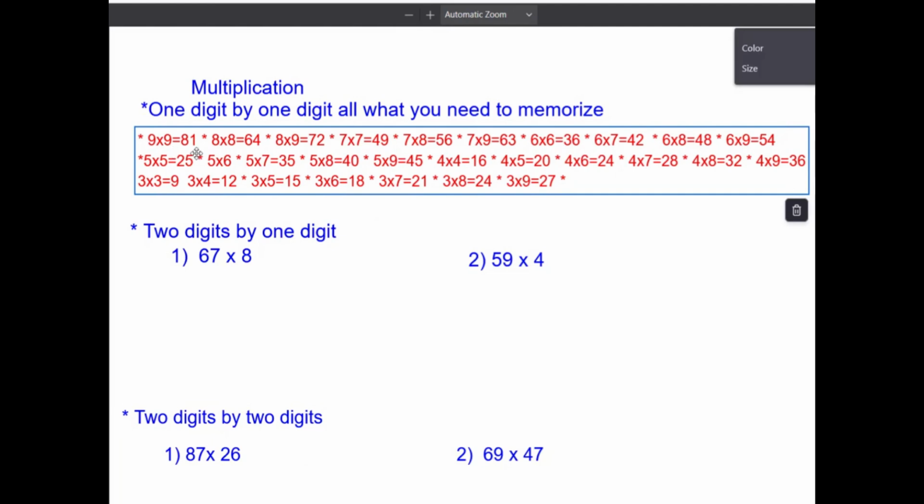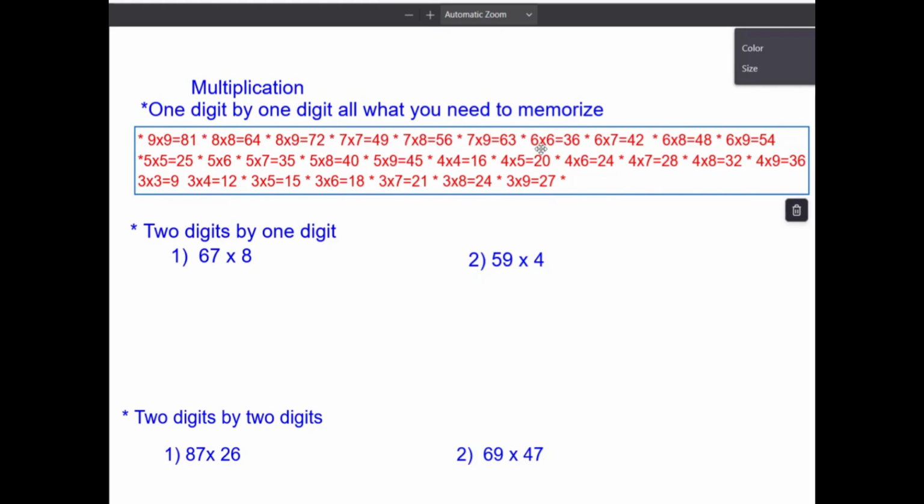Some students say they suffer from memorizing tables like 9, 8, 7, and 6, those big tables. What I want you to know is that in table 9, you only need to memorize 9 times 9, and that's it, which is equal to 81. In table 8, you need to memorize 8 times 8, which is equal to 64, and 8 times 9 is equal to 72. Table 7, you need to start from 7 times 7, which is 49. 7 times 8 is 56. 7 times 9 is equal to 63.